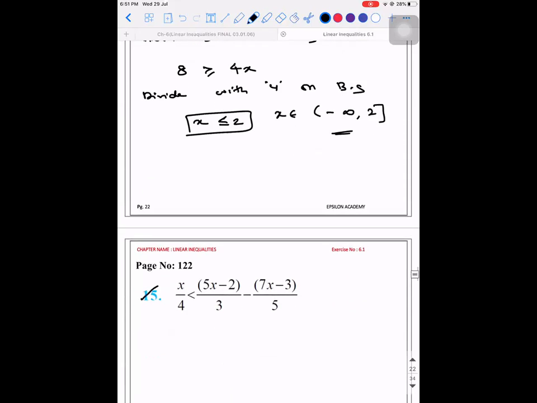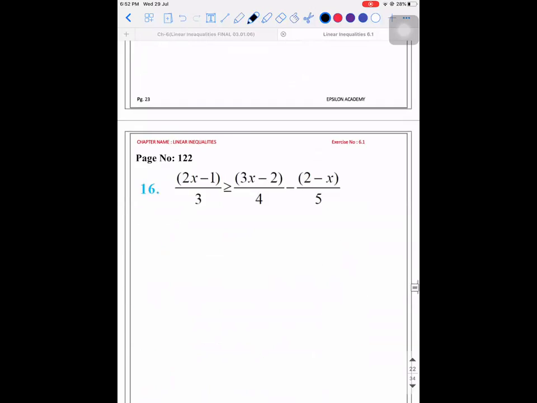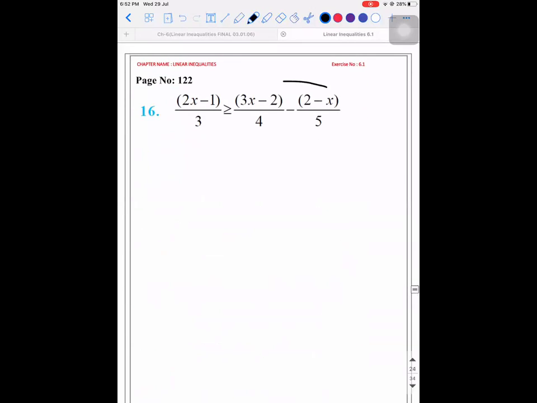So similarly, what you need to do with this problem is first take LCM and simplify and write it as a single expression in terms of x and constant, and then do the rearrangements. This exercise is all about this. Similarly, take LCM and then solve.